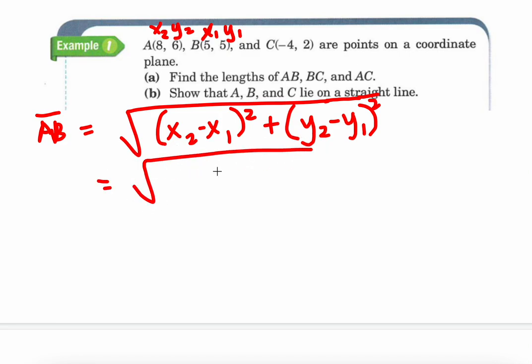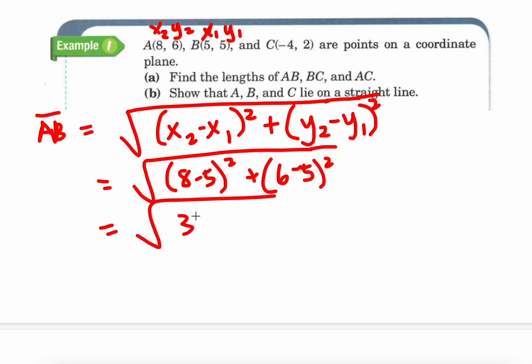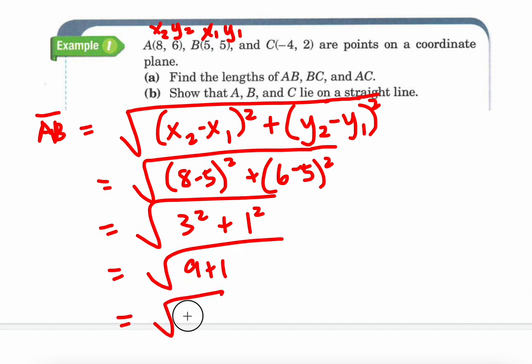All right, let's put our numbers in. x2 minus x1, so 8 minus 5 squared, plus y2 minus y1, so 6 minus 5 squared. So we have 3 squared plus 1 squared. So this answer would be 9 plus 1, square rooted. So AB is the square root of 10. I'll write that above there.